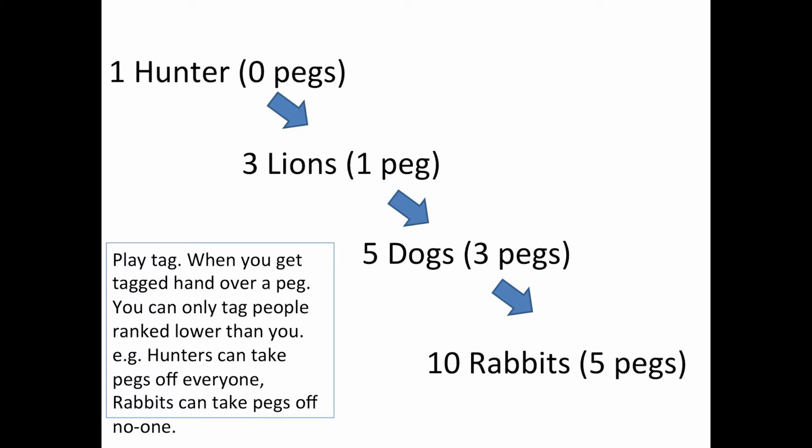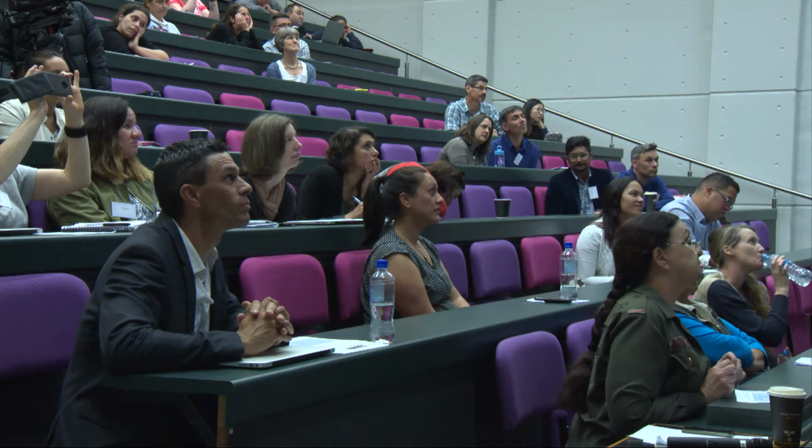You can see there's more rabbits than there are hunters, and as you go up, there's fewer. And the pegs are allocated according to your role. So the rabbits get the most pegs to start with. The people in each role, the absolute numbers, can be altered, but the proportions need to stay about the same. This just happened to be for the speech science class that had 19 students in it.